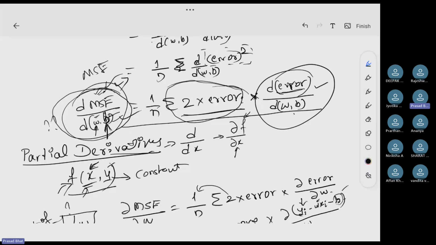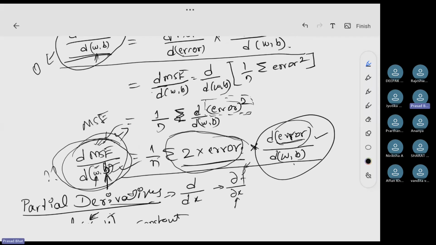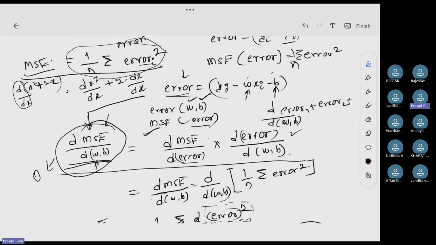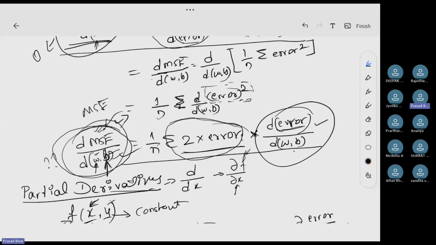This part we were able to solve, right? Based on this rule, we wrote it as 2 into error i, because error i itself is the function here. It is squared, so the final answer I got is 2 into error i to the power 2 minus 1, right? This part I got, fine. The remaining part is ∂error divided by ∂(w, b).